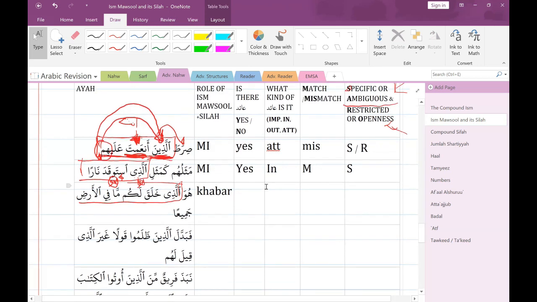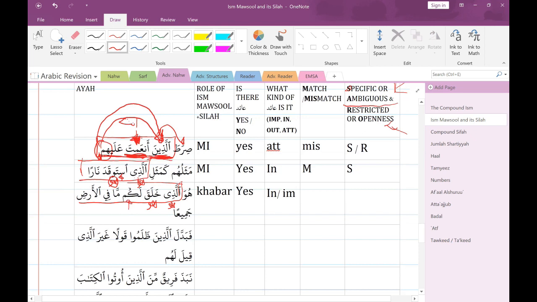Now, الذي خلق لكم ما في الأرض جميعا. Is there an a'id? Of course, yes, we said an a'id is always there. But what kind of a'id is it? You can't see it. It's inside. Implied, yeah, implied or inside. Exactly. خلق is huwa and الذي is huwa. So here's huwa, here's huwa.